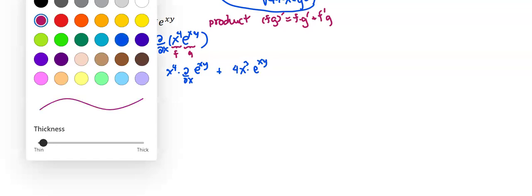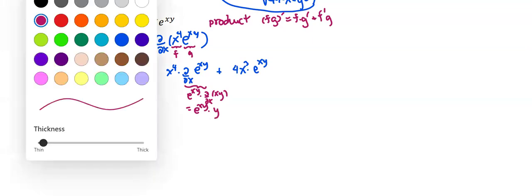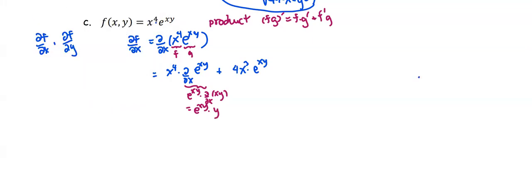For the derivative of e to the xy, we recall y will be treated as a constant. So this is e to the power of x times a constant, which gives e to the xy multiplied by the derivative of xy, where y is treated as a constant. We're going to have e to the xy times y. So the partial derivative with respect to x is x to the fourth times e to the xy times y plus 4x to the third e to the xy.